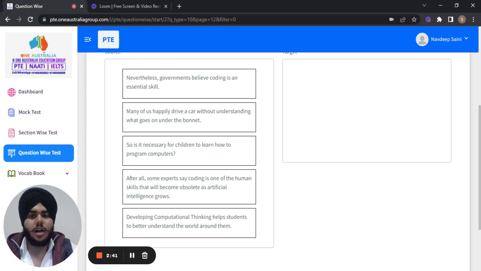"Many of us happily drive a car without understanding what goes on under the bonnet." This can be our independent sentence. "So, is it necessary for children to learn how to program computers?" This cannot be, because the first word is "so," and "so" cannot initiate an independent sentence. "After all, some experts say coding is one of the human skills that will become obsolete as artificial intelligence grows." This also cannot initiate an independent sentence, but we'll go through it. "Developing computational thinking helps students to better understand the world around them." So this can be our independent sentence.